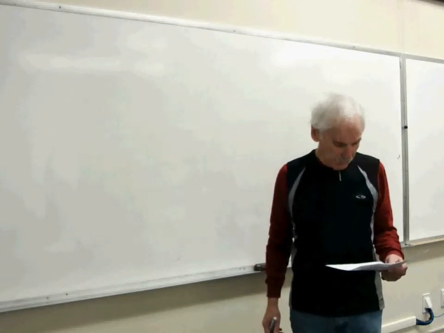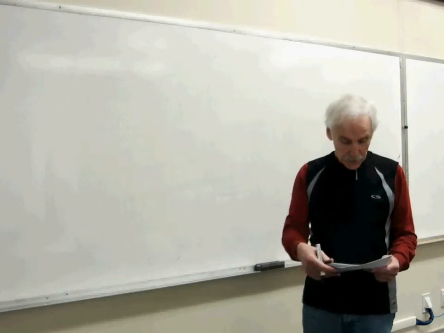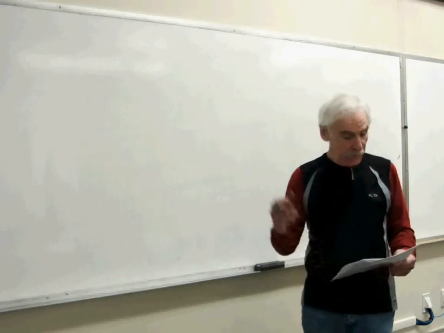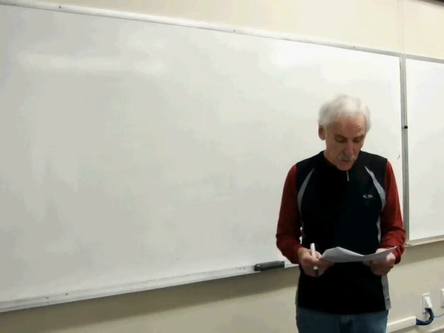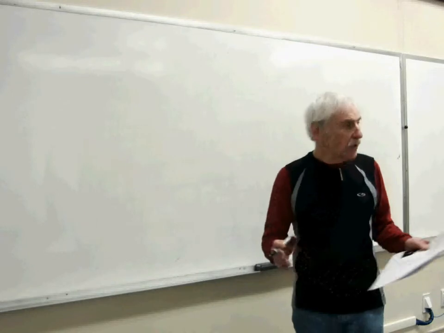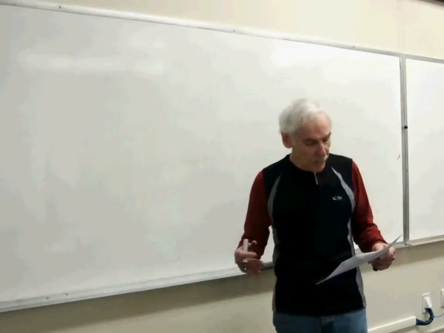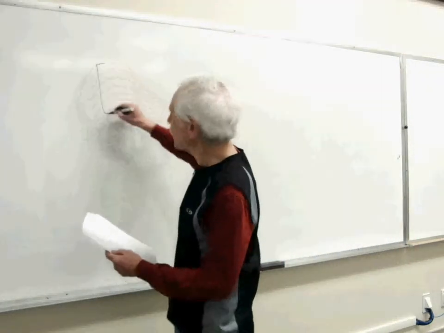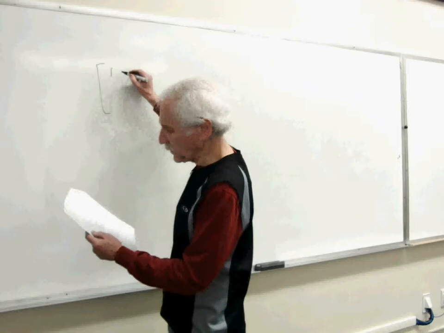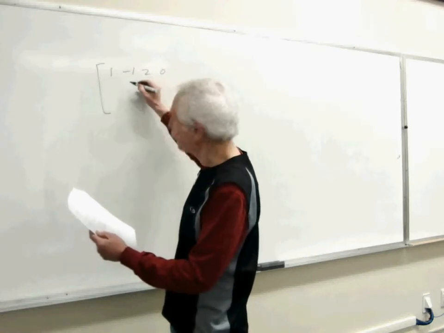Let's do problem 8. Okay, so here I'm going to show you some matrices that are in row echelon form. And I don't want to know the solution. I just want to know, is there a solution? Is it unique or is it infinite? Okay, so here we go. Let's take a look at the first matrix. It's an augmented matrix, but it's in row echelon form.